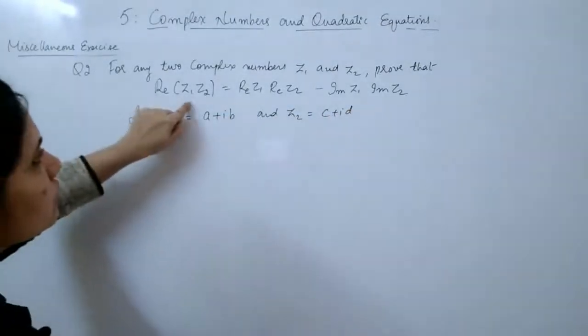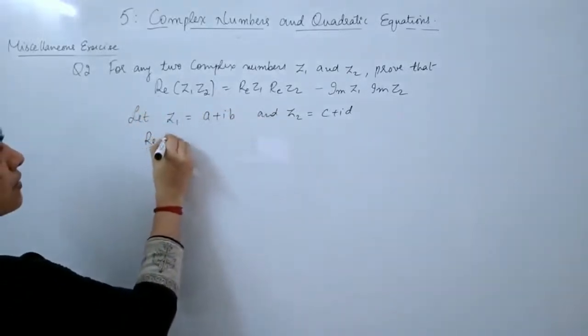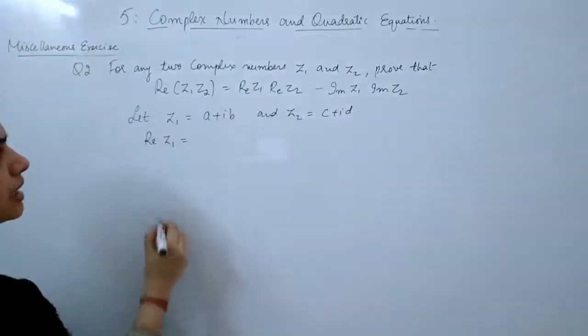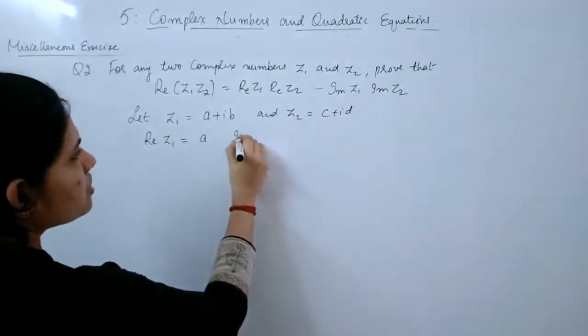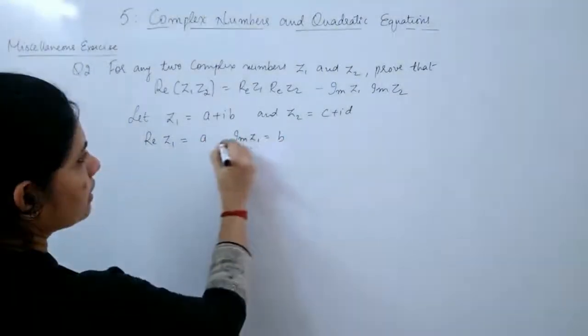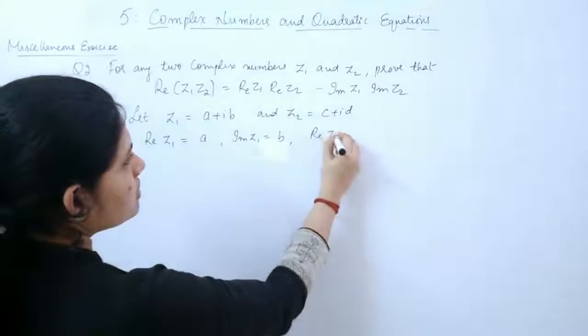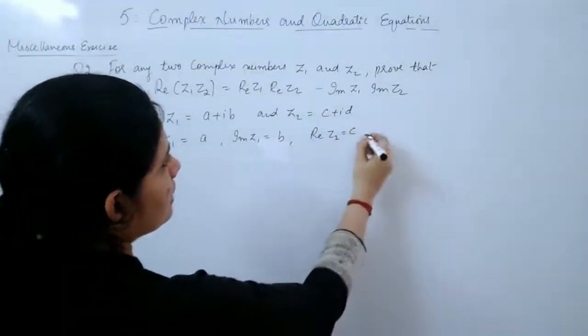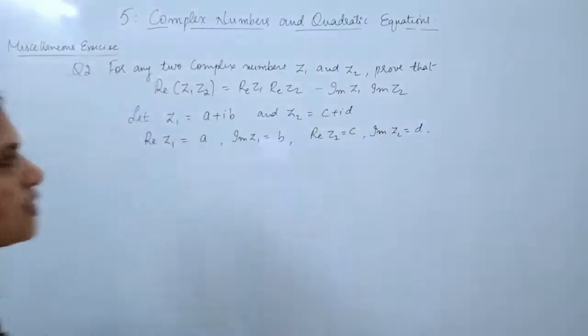Now we have to find out all the things separately. What is the real part of z1? If z1 is a plus ib, the real part of z1 is a. The imaginary part of z1 is b. Then the real part of z2 is c, and the imaginary part of z2 is d. This much we know.